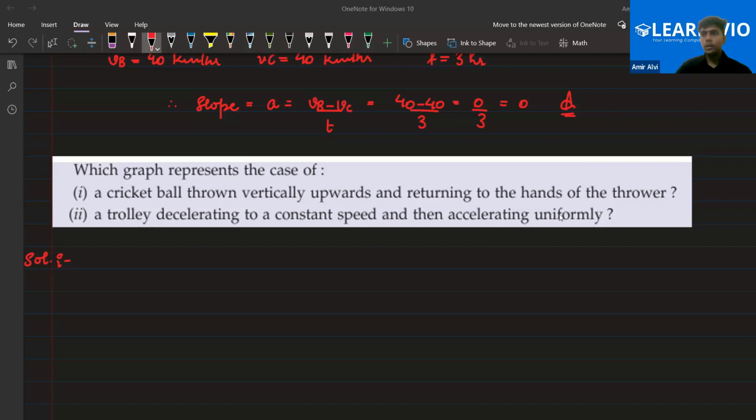Should we say what kind of graph we should draw for this? Hanan, I didn't get your words. Could you please repeat? Should we tell the answer, like what kind of graph? No, no need to tell the answer. I will just draw on the screen. Just verify it whether you got the right graph or not.